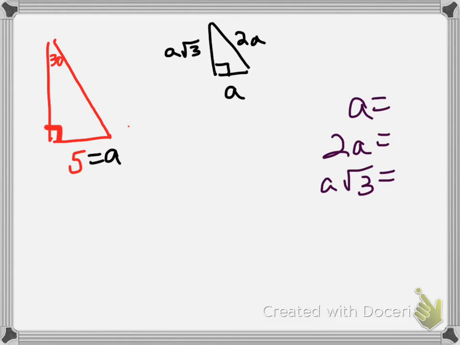So if 5 equals a, we can say that 2a is 10, and that 5 square root of 3 is a square root of 3. And sometimes I just make a little chart instead of putting it on the picture if the picture looks too confusing or cluttered.